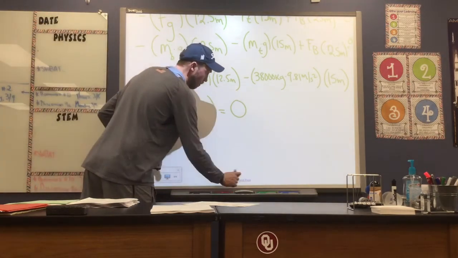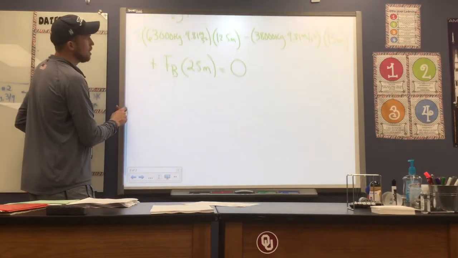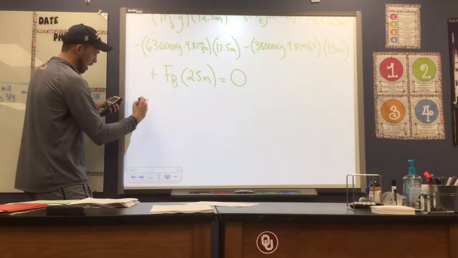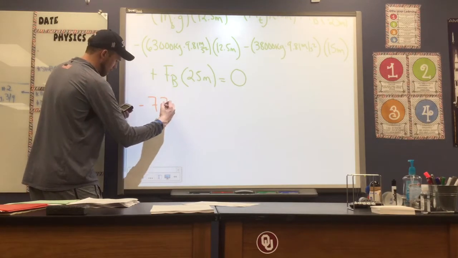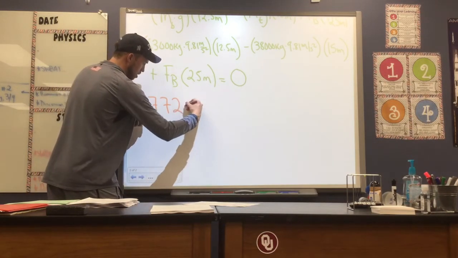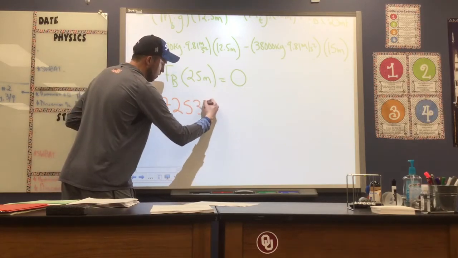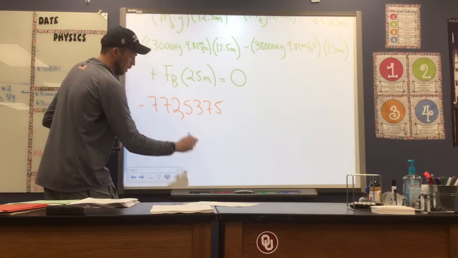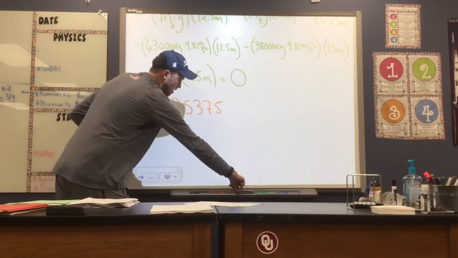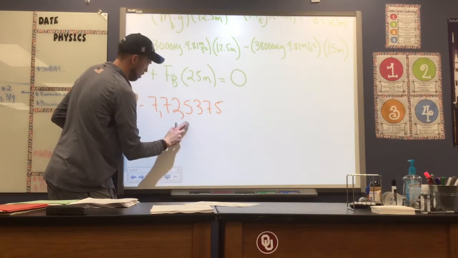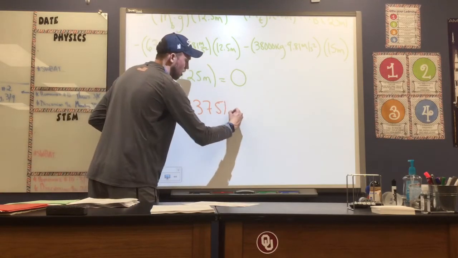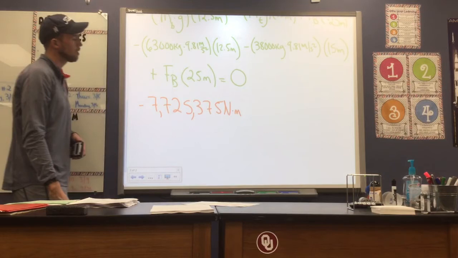And that's going to give us a pretty high number. I'm going to do this in red to show that we're now simplifying things down. We still have our negative. This will look like 7,725,375 Newton meters. My apologies.